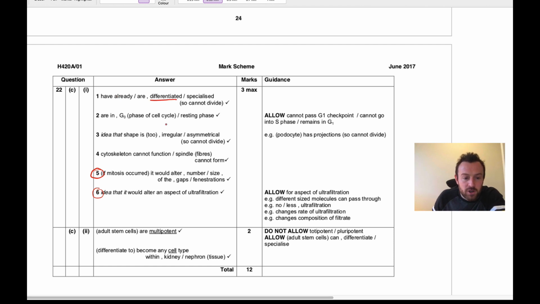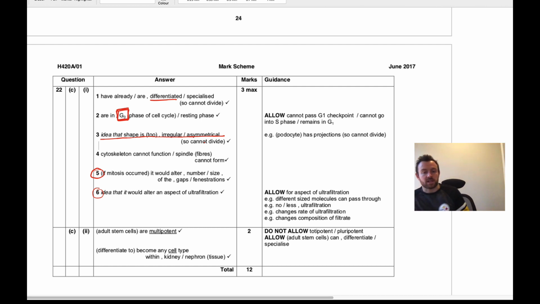So they are already differentiated. They could be in G0. I think that was a key thing that I could have said. They're in G0, resting phase, so they're not undergoing mitosis. So this idea that the shape is too irregular, asymmetrical, I kind of hinted at that. So yeah, lots of good things there. And they gave you that photo to kind of jog your memory or to kind of lead you in the right direction.